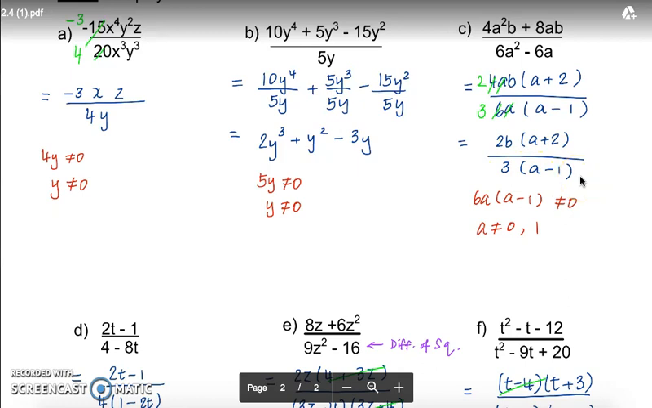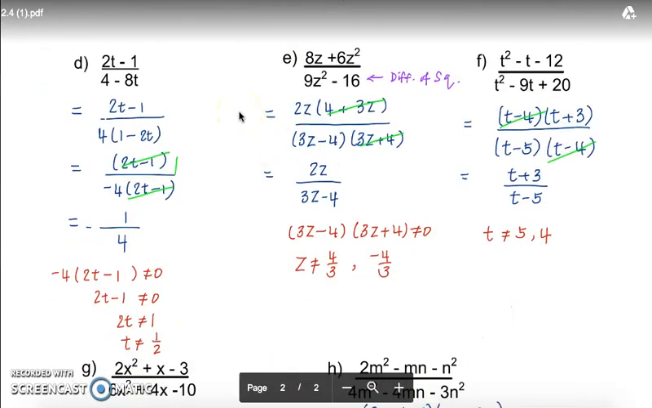Your original denominator, 6a squared minus 6a, in factored form is 6a times a minus 1. So take this factored form and set it not equal to 0. Then you'll notice if a here is 0, I'll have a 0 denominator. Or if a in a minus 1 is 1, this will also turn the denominator into 0. Therefore, your restrictions are a not equal 0 or 1.